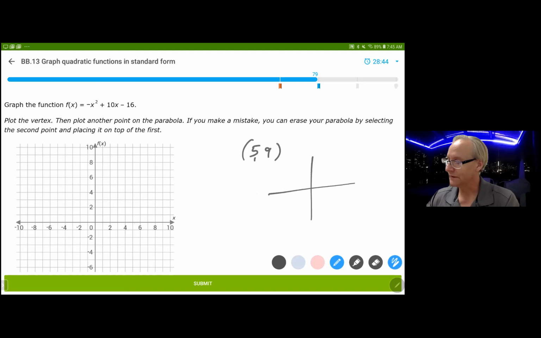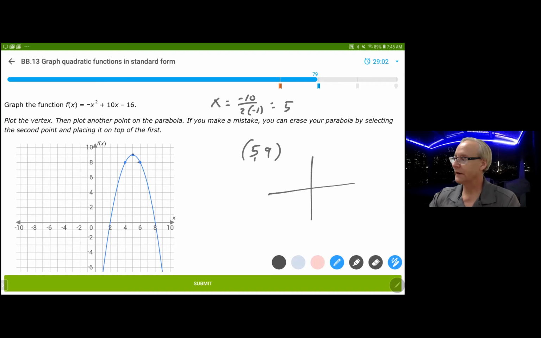So let's see if I can keep from messing this up. 5, 9, it's a standard parabola going down. I believe that's right, but I'm going to double check it just to make sure. X is equal to -b/2a, and that is +5. And when we substitute the 5 in, we get -25 plus 50 minus 16, and 25 minus 16 is 9. Yep, looks right.